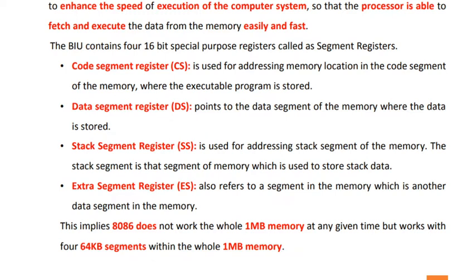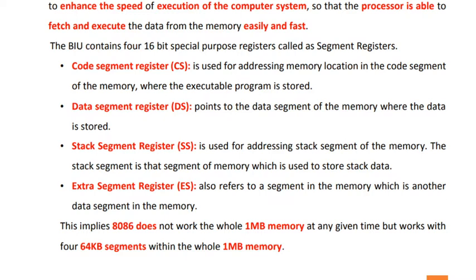The extra segment register, which is also referred to as ES, is used as some of the memory in order to store data. So here we have four segment registers, namely CS, DS, SS, ES, which are used in order to point to the code segment, data segment, stack segment, and extra segment respectively.